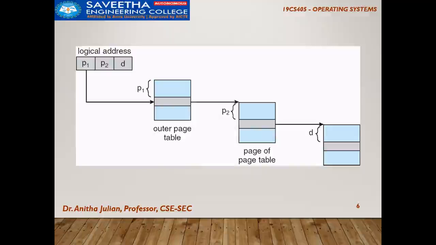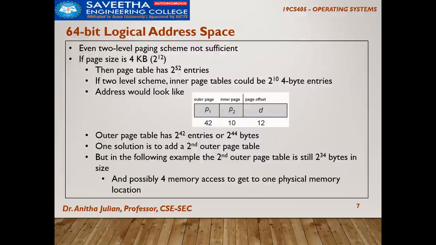See the logical address: we can have page 1 and page 2, that is, the outer page table and the inner page table. This is the 2-level scheme. We can also have 3 levels. All these are solutions if we are not able to solve it with simple paging.